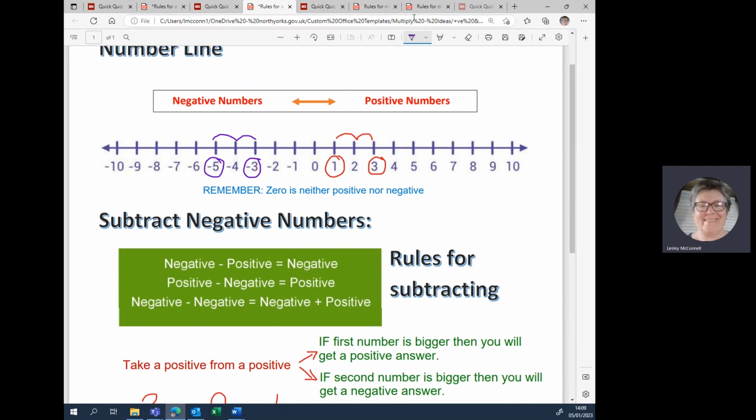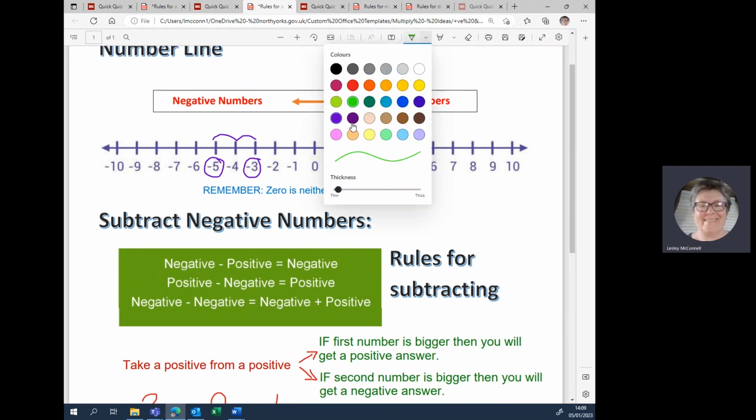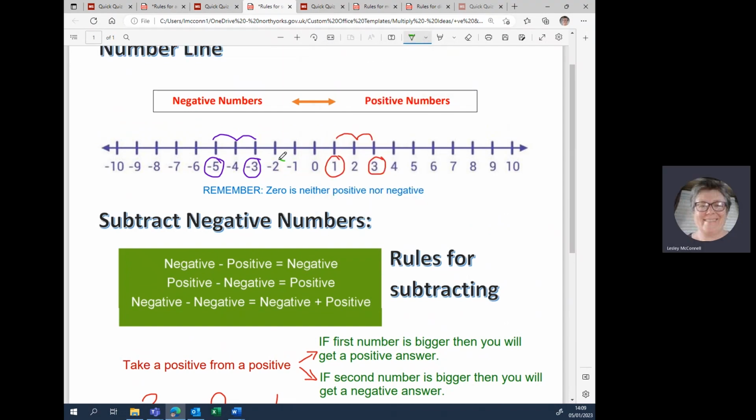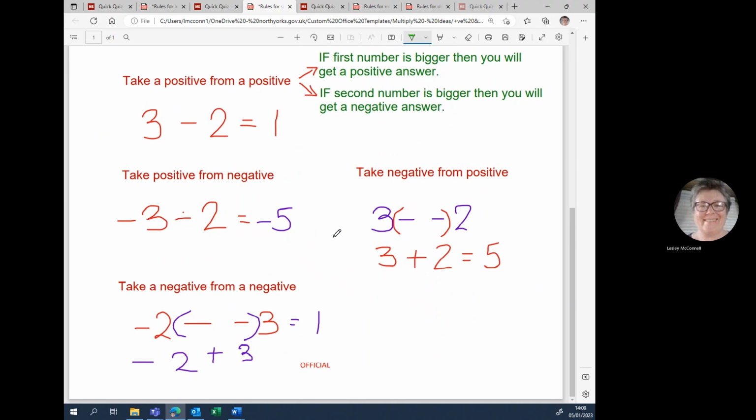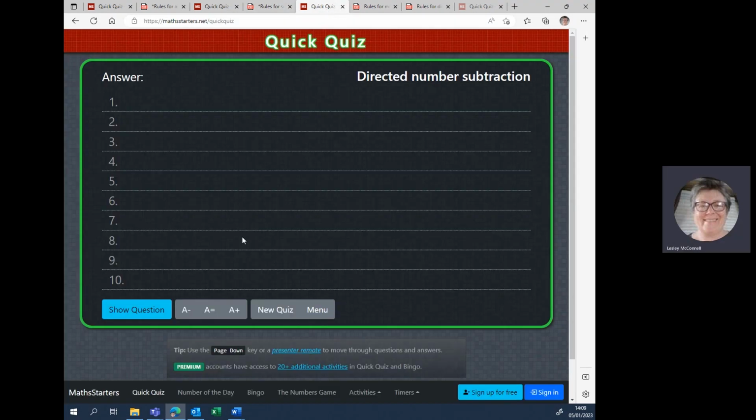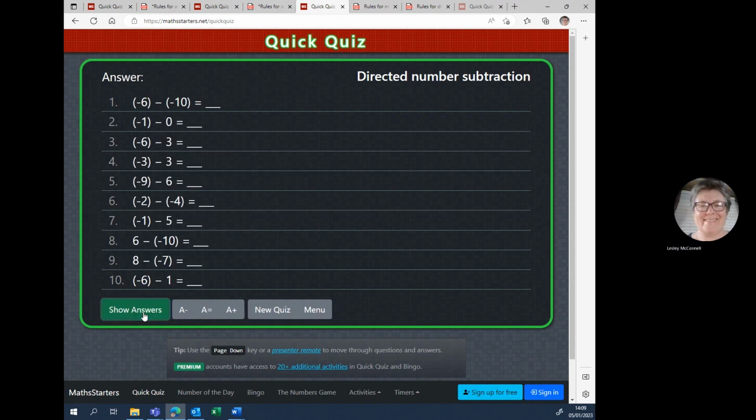So let's have a look. Change the colour again so you can see the difference. We've got a minus 2, and we're going to add 3. 1, 2, 3. Gives us a 1 as an answer. Okay, so again, I'd like you to have a little go at these yourselves. So here are some more for you to have a go at. Pause the video now, please, so that you can have a go at these yourself. And here are your answers.